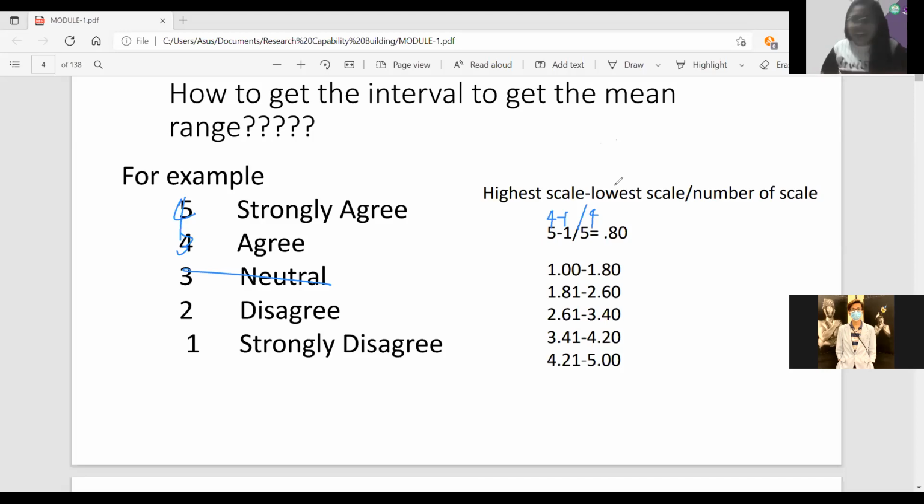Oh, 1 to 4. Okay. So it becomes 4 minus 1, that's 3, divided by 4. So the interval will be 0.75. So when you're going to make the interpretation, you will be starting with 1 to 1.75. So this will be, for example, very low.